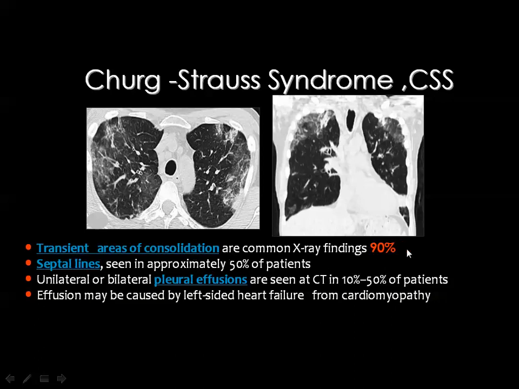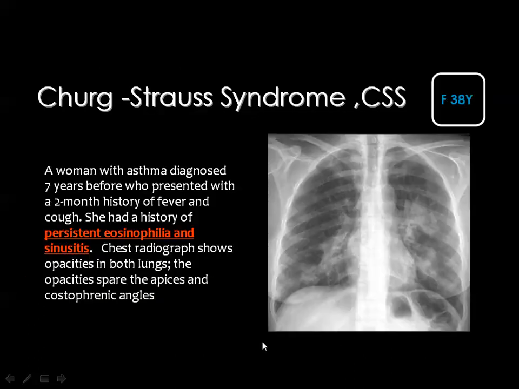Other findings in Churg-Strauss disease: the common finding is transient areas of consolidation, seen in up to 90% of the cases; interstitial septal line thickening seen in about 50% of the cases; and unilateral or bilateral pleural effusion, which may be caused by affection of the heart due to cardiomyopathy.